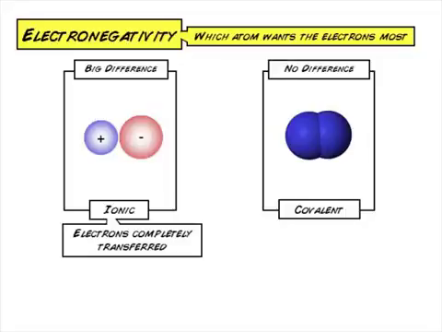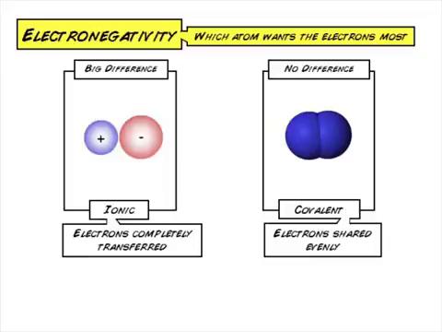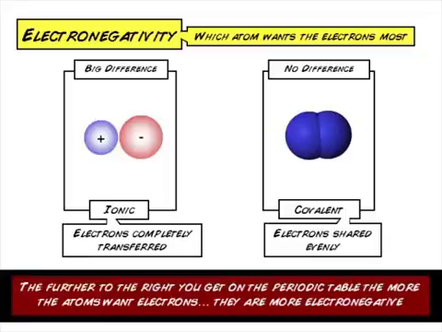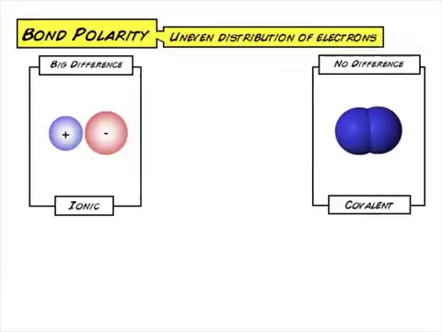In a covalent bond, there is no driving force for transfer of electrons, so we share the electrons evenly between the two atoms. The further to the right you get on the periodic table, the more atoms want electrons. Thus, atoms on the right of the periodic table have higher electronegativities. In many cases, the difference in electronegativity between two atoms is not big enough to form an ionic bond. However, the fact that a difference exists means that there will be an uneven sharing of electrons.